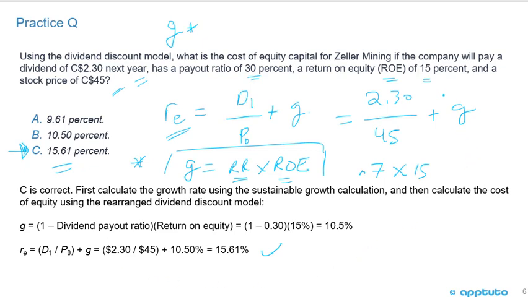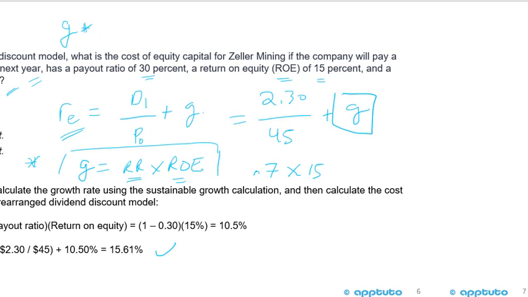The only thing that we learned now is that to calculate G is the retention rate times the ROE. So set up your formula, put in what you know, solve for what you don't know, and then solve the question. It's kind of a two-step question.